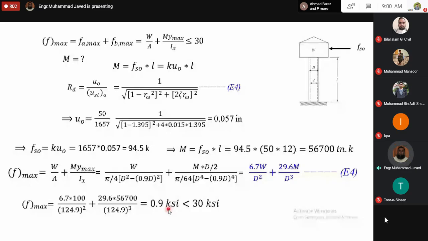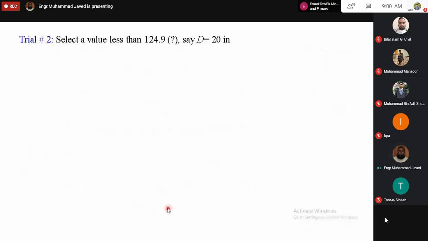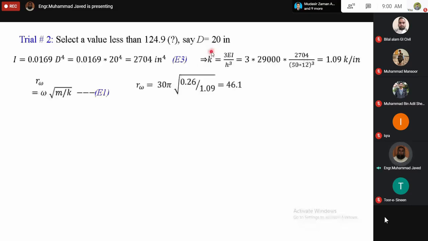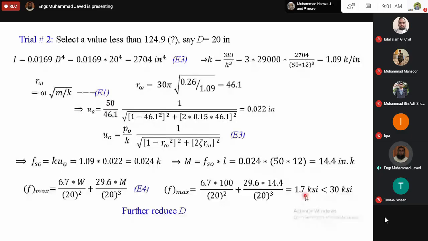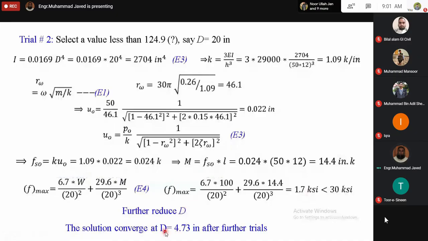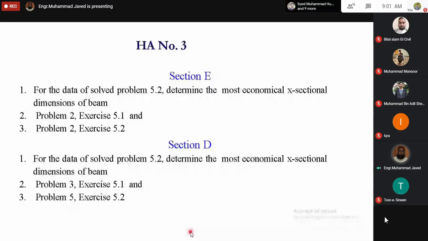So we will go for the second trial and reduce the value of D to 20 inch and perform these calculations. And in this case, now the stress is increased to 1.7 psi. So we need to further reduce the diameter. So after many trials, the solution converged at D equal to 4.73 inch. So this lecture is complete.